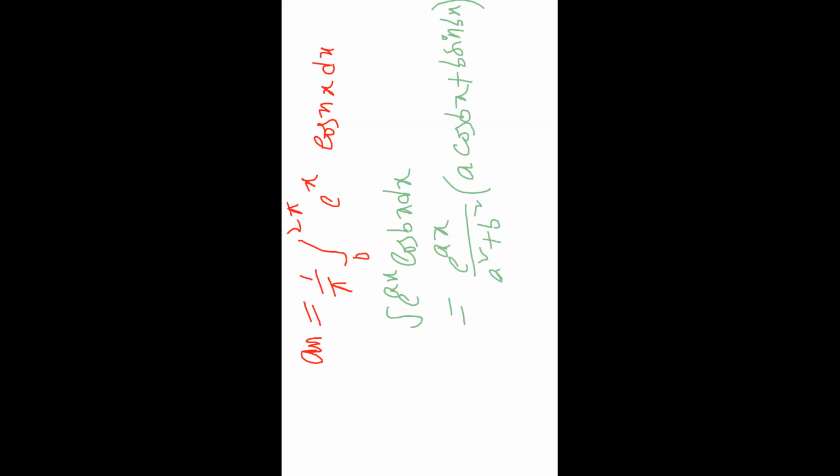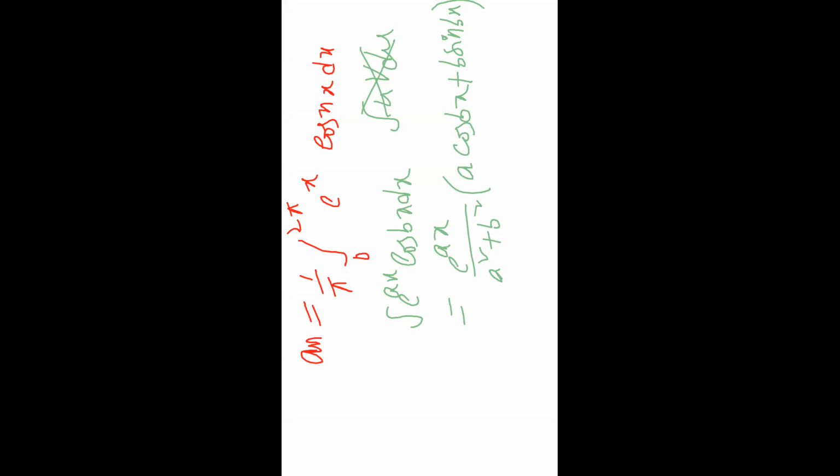So integral e power ax cos bx is not possible to solve by the UV method. It has one formula. That formula is defined as integral e power ax cos bx equal to e power ax by a square plus b square into a cos bx plus b sin bx.